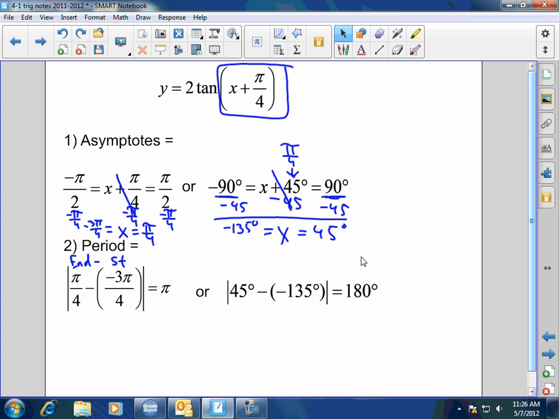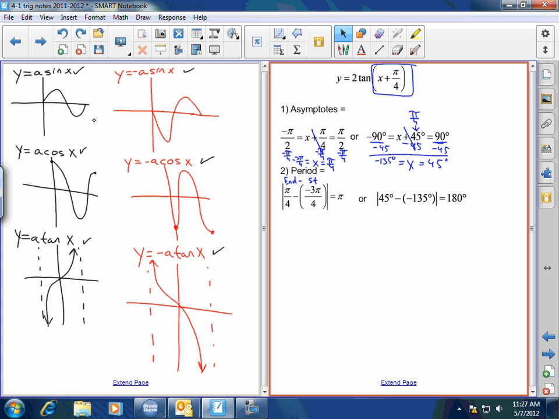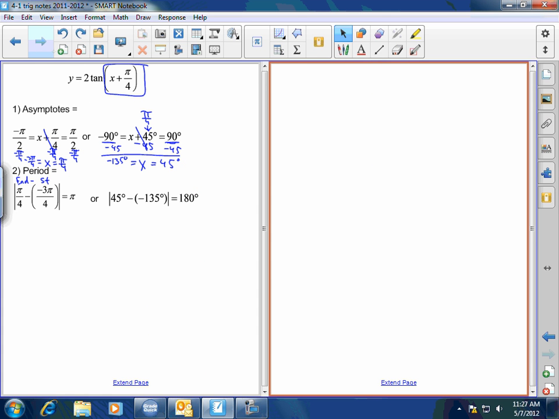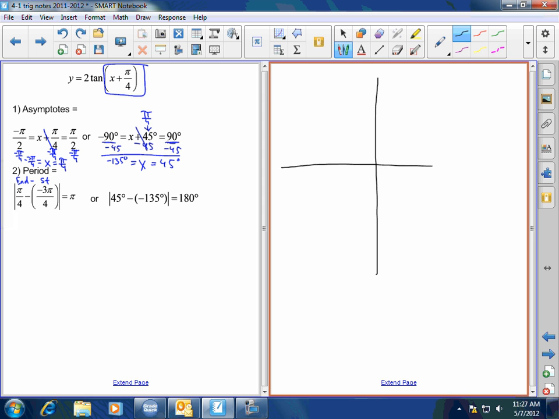Okay. So, I've got pi over 4 minus a negative 3 pi over 4. So that's pi over 4 plus 3 pi over 4, which is 4 pi over 4, which is pi. Or 45 minus a negative 135, that's 180. Feel me? Now, let's graph this.